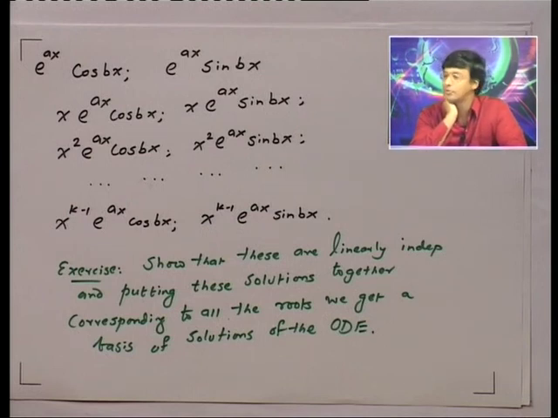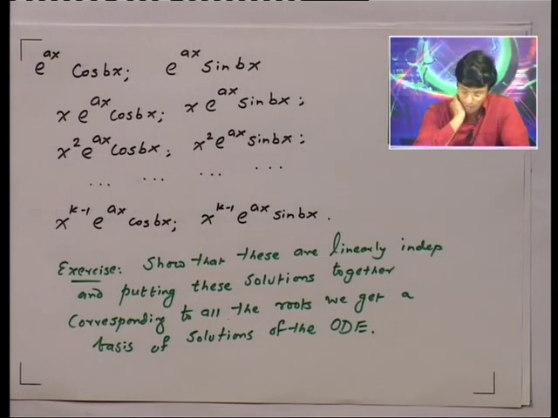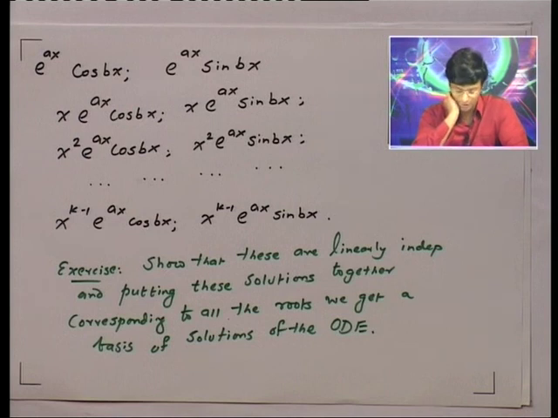This is a complete list of 2k solutions corresponding to the roots a plus minus ib each of multiplicity k. So exercise as usual, show that these are linearly independent, and by putting these solutions together corresponding to all the roots we get a basis of solutions of the ODE.